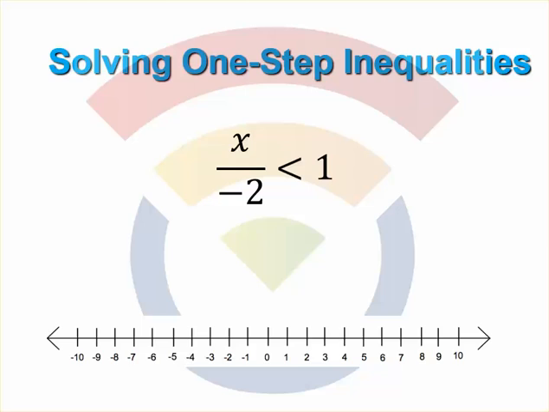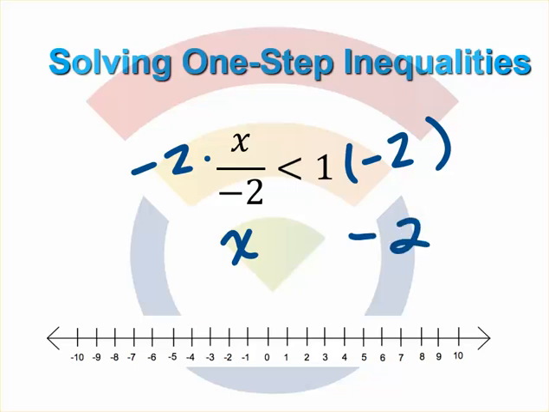x divided by negative 2 is less than 1. To get x by itself, we're going to have to multiply both sides by negative 2. That will give us x. On the left, 1 times negative 2 is negative 2. Multiplying by a negative, we switch that inequality. So x is greater than negative 2. Open circle, going to the right.